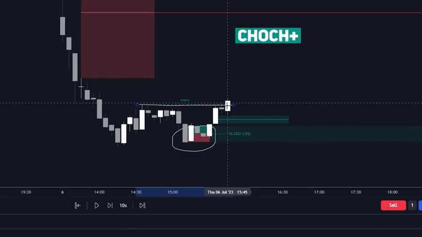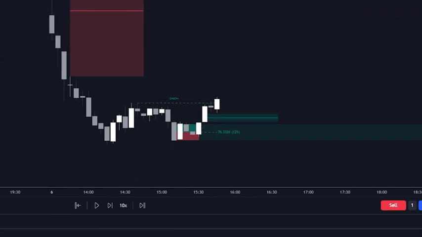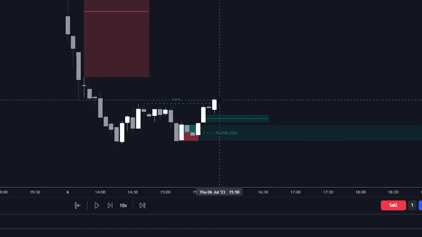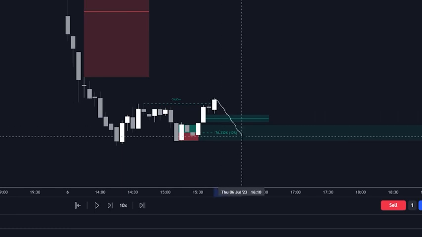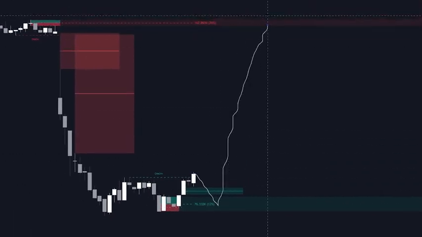We have broken the structure here. And the right way to use change of character labels as a part of the LuxAlgo price action concepts indicator is to now look for a setup to find an entry. It does not generally have to be a perfect setup, like a wick right down into this order block and then target a move up all the way up into this large order block up here.